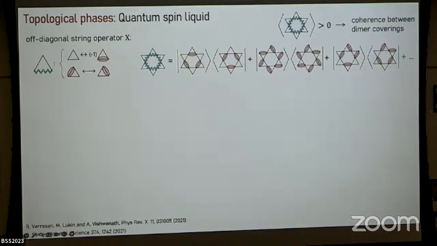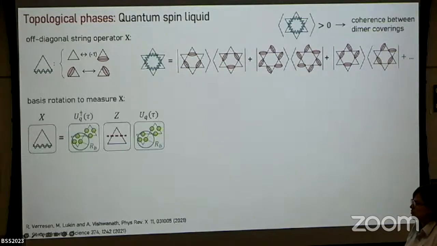Okay. So here is the interesting thing. If we measure X operators, we should be able to detect if we have coherence or not. The problem is, how do you measure this off diagonal string operator? Turns out that there is a way of doing this. So this is a clever idea that Ruben from the theory group thought of. You can do a basis rotation in the following way.